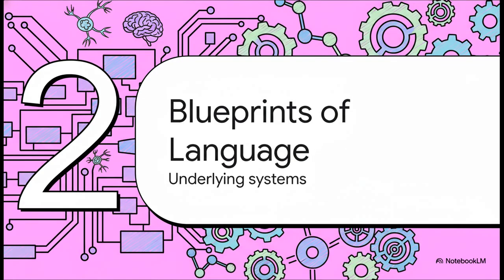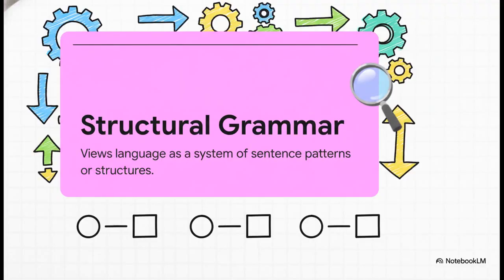All right, so we've looked at the rule makers, the ones focused on correctness. Now let's go a layer deeper and check out the actual blueprints of language. We're going to move beyond just the surface level rules and try to uncover the underlying systems and patterns that make our language work at all. And this leads us to structural grammar.